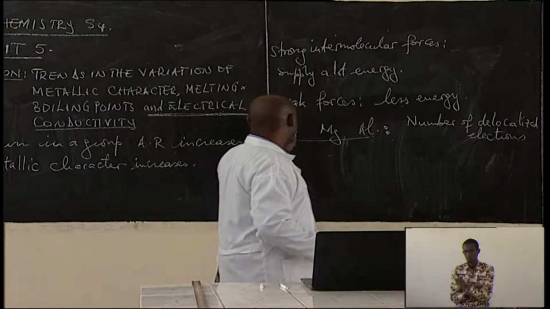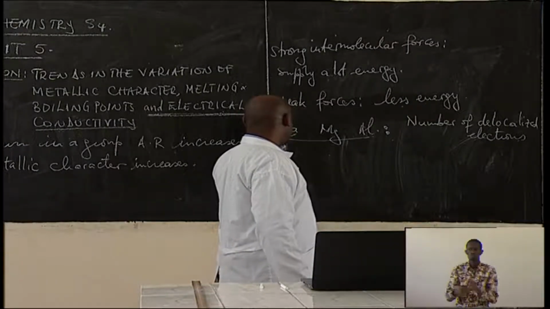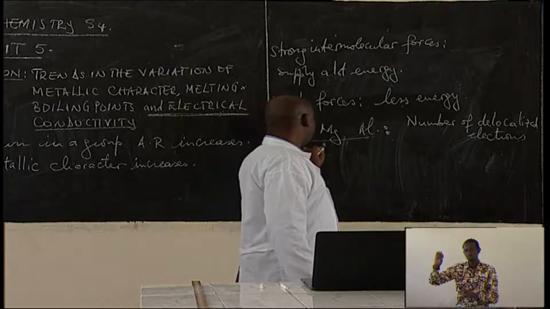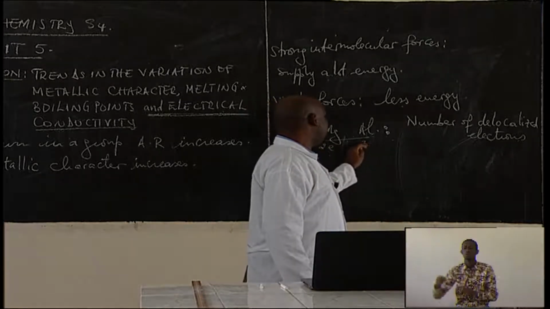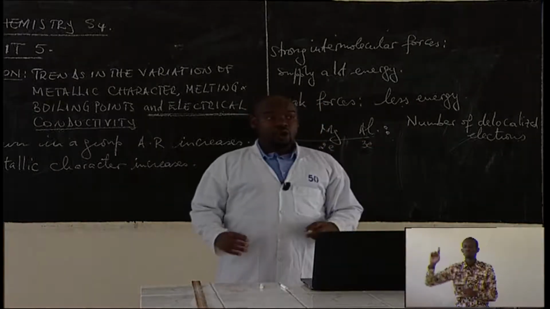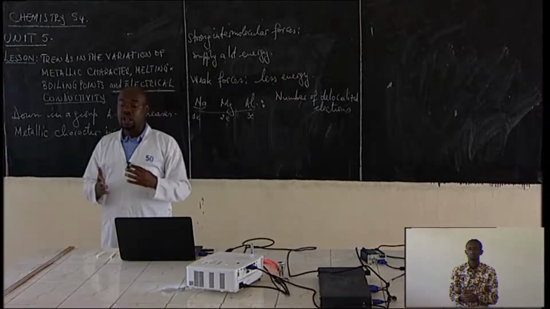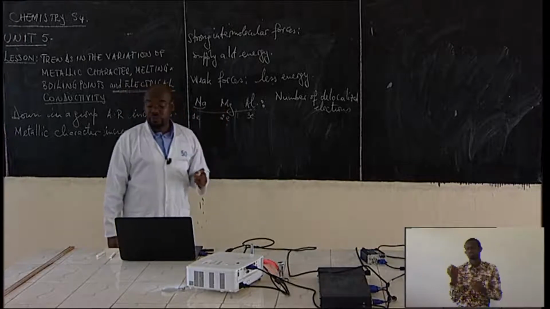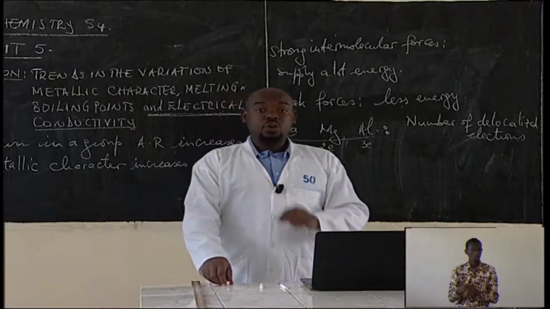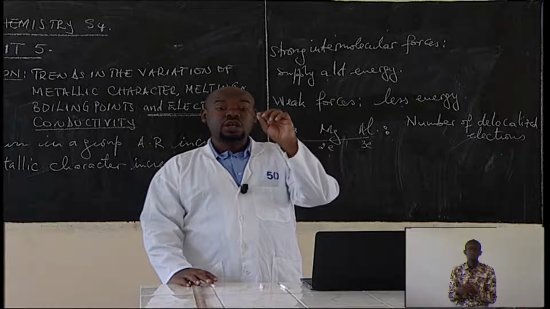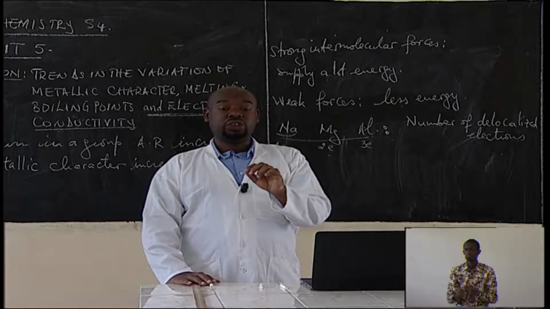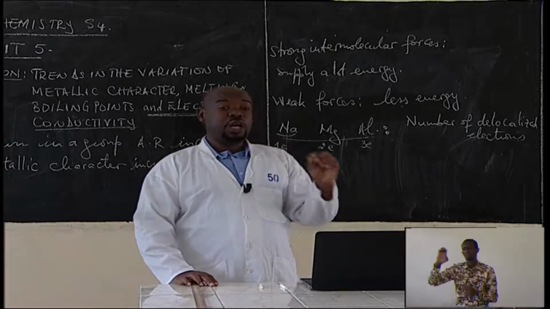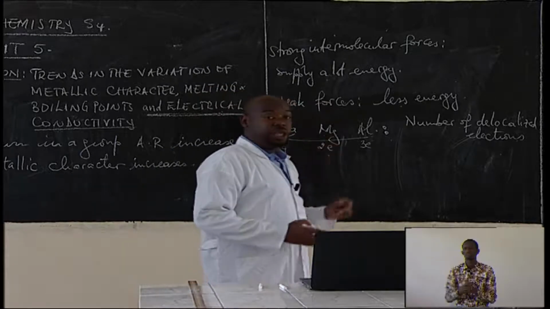And here, for sodium, we have one delocalized electron, while for magnesium we have two, and aluminum we have three. So for aluminum, we have more delocalized electrons than either sodium or magnesium. And because of that, we will have strong electrostatic forces in aluminum compared to these two other metals.